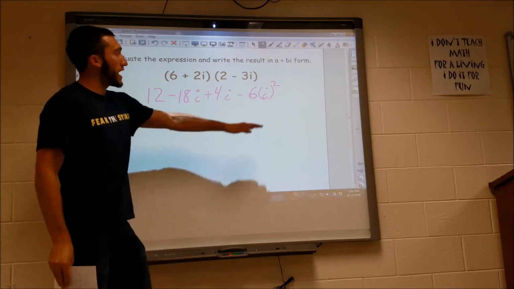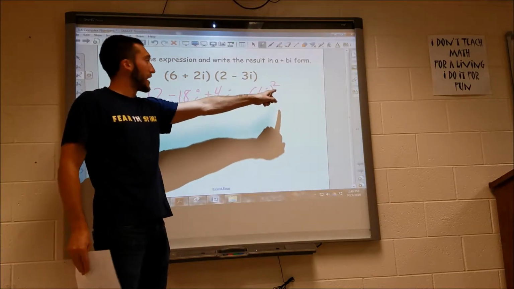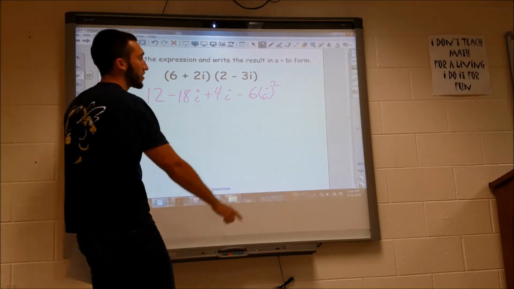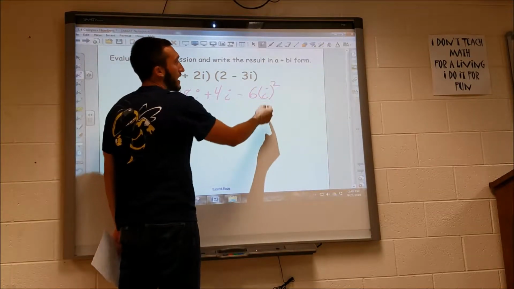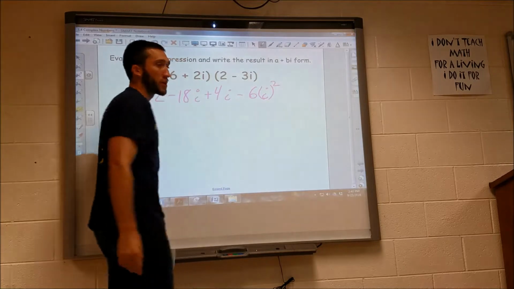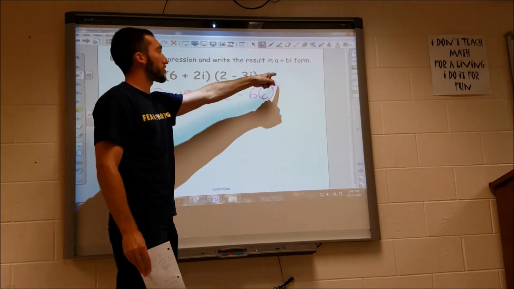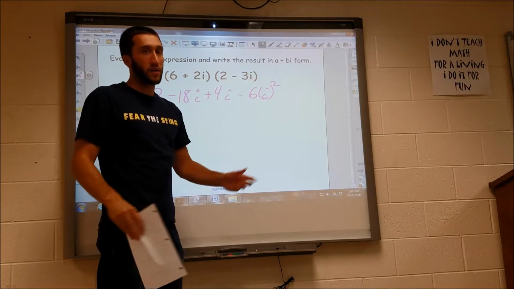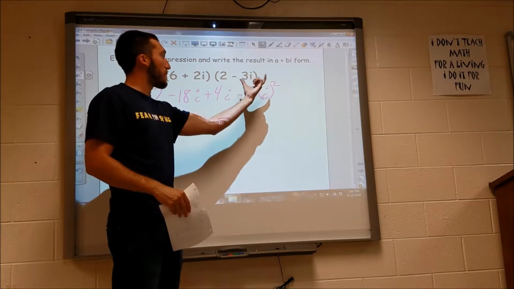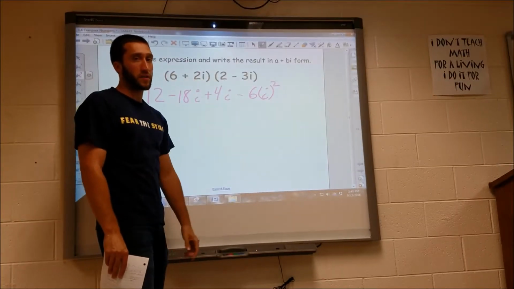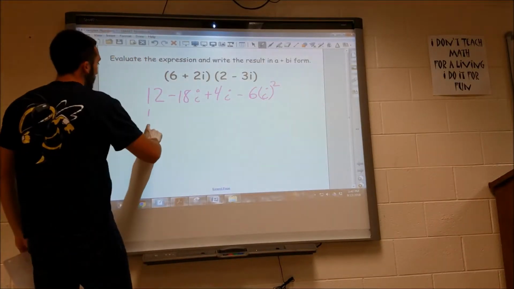The reason why I put the i squared like that in parentheses instead of just like a typical i squared is because this is very special. i squared turns into a negative 1. So an imaginary number squared just turns into negative 1. That's cool because then that imaginary part will drop out. We'll just be left with these two imaginary parts. So let's simplify a little bit further.